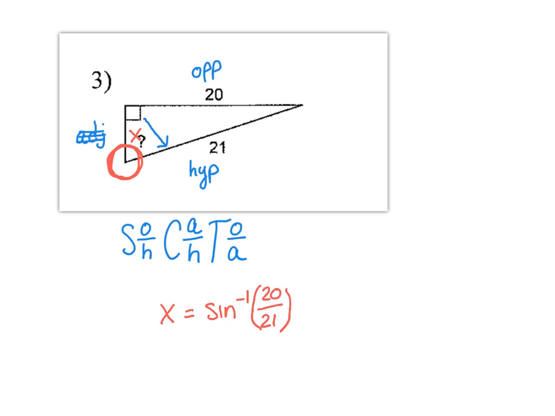Take out your calculator and find the sine inverse of 20 divided by 21. And we get angle X is roughly 72.2. So rounded to the nearest whole number, X is approximately 72 degrees.